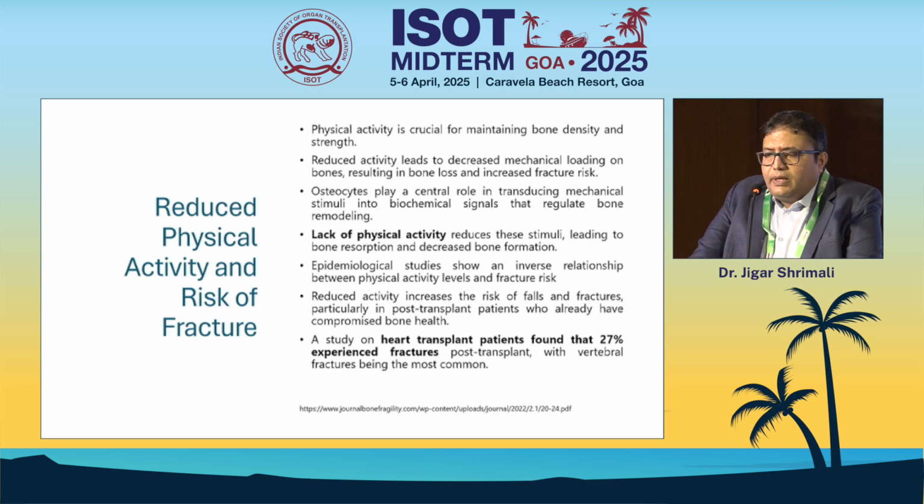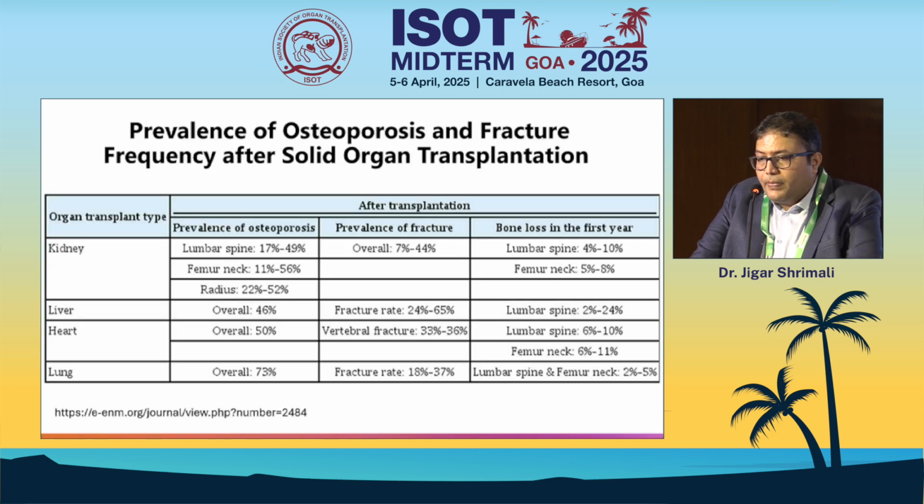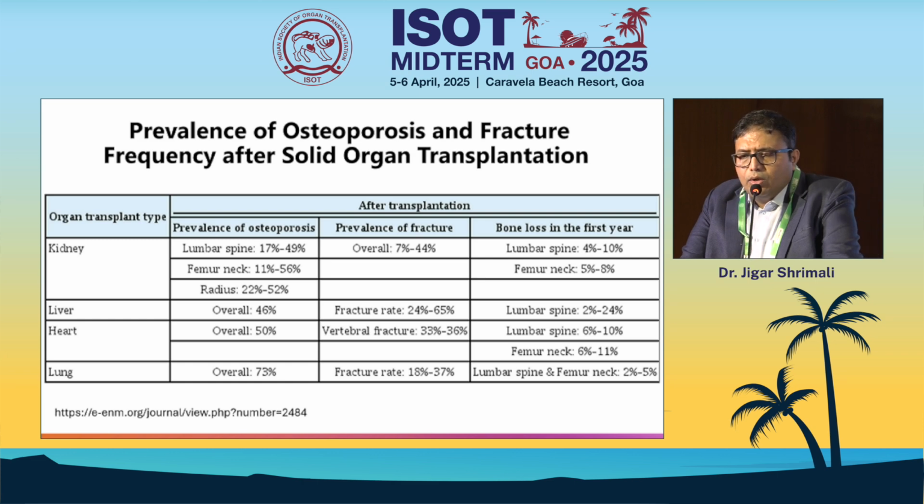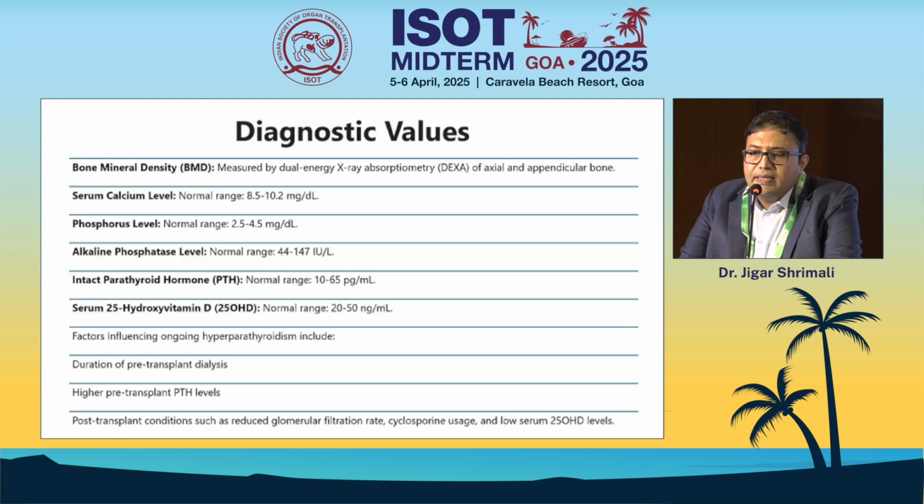Now, physical activity is critical in preserving bone density and strength. In transplant patients, inactivity leads to bone loss due to lack of mechanical stress on osteocytes. This increases the risk of fracture, especially vertebral fracture, and it is worsened by muscle weakness and use of steroids. Osteoporosis is prevalent across all organ transplant groups, but out of these, hip and vertebral fractures are the commonest and associated with very poor outcomes. Hence, proactive assessment is critical.